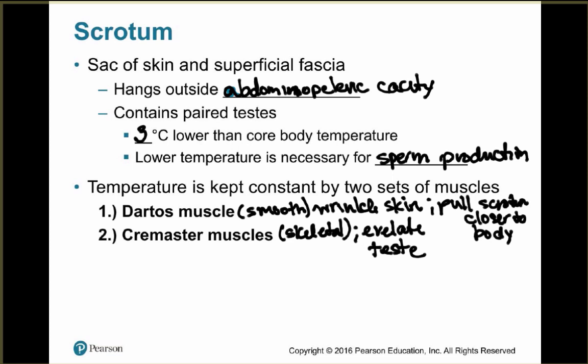So these guys together will work to either make the scrotum shorter and more wrinkled, and if that happens, it'll pull it closer to the body so the temperature will increase, or it'll become flaccid and loose to increase the heat loss when it's too warm, so it'll hang lower. So these muscles work together to allow the temperature of the testes to remain pretty much constant.